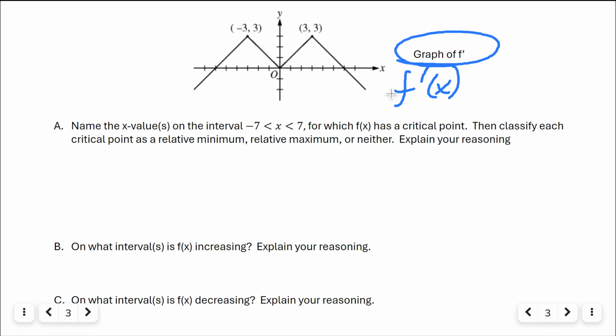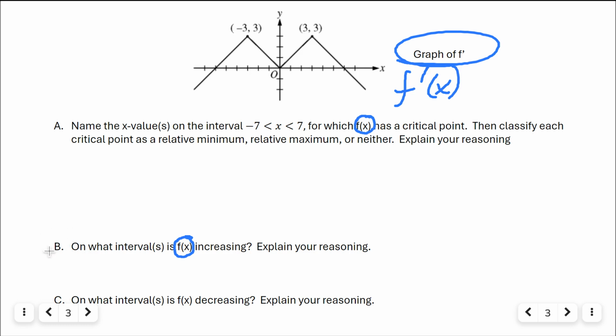The first thing you need to notice is, if you look at the first three questions, A, B, and C, and we're going to do them in a different order, you can see what I'm asking you. Name the x value or values on the interval between -7 and 7 for which f of x has a critical point. f, not f prime, f. f of x is not the graph that's given up here. Same thing here. On what interval or intervals is f increasing? That's not the graph that's given. I'm given f prime. All right, so we're actually going to start with letter B.